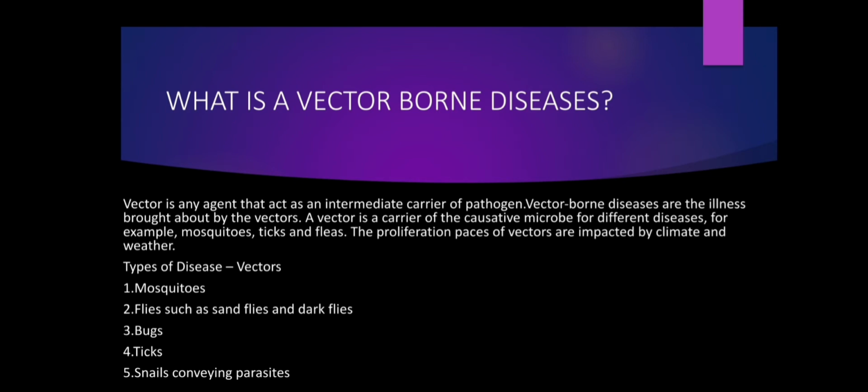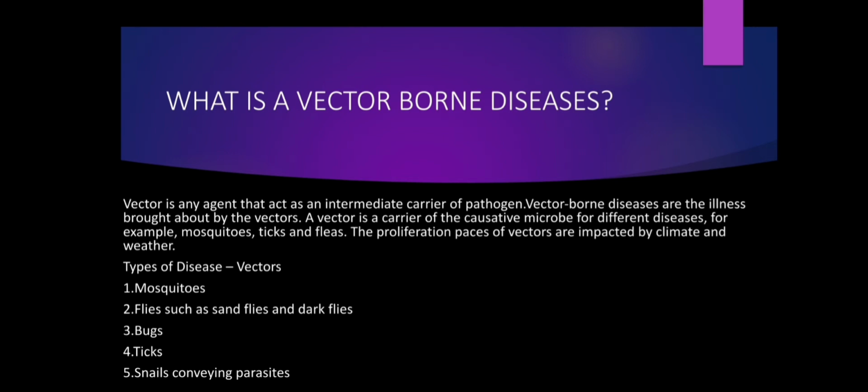Basically their work is to carry diseases from one place to another place. So they act as a carrier basically. Vector-borne diseases are the illnesses brought about by vectors. A vector is a carrier of the causative microbe for different diseases. For example, mosquitoes, ticks and flies. These all are vectors. So it is written the proliferation phases of vectors are impacted by climate and weather.